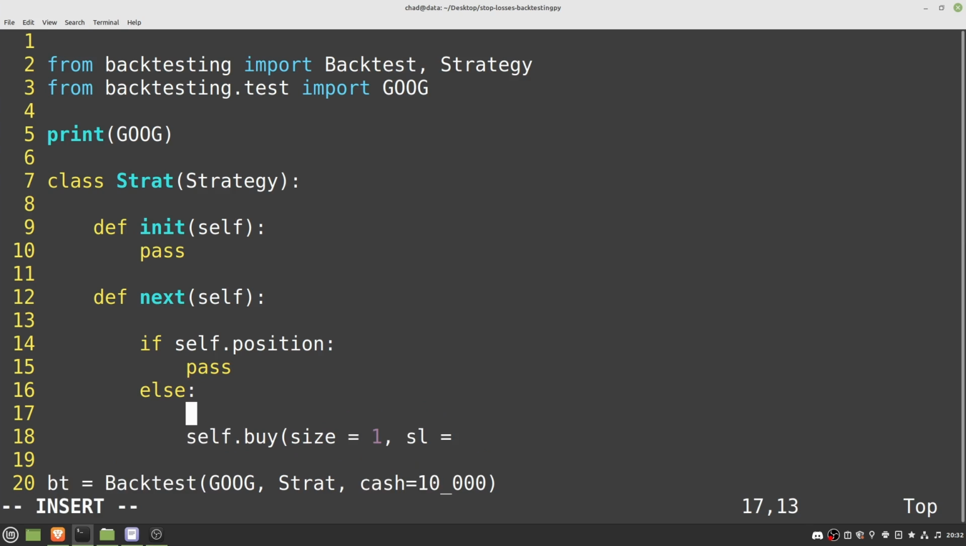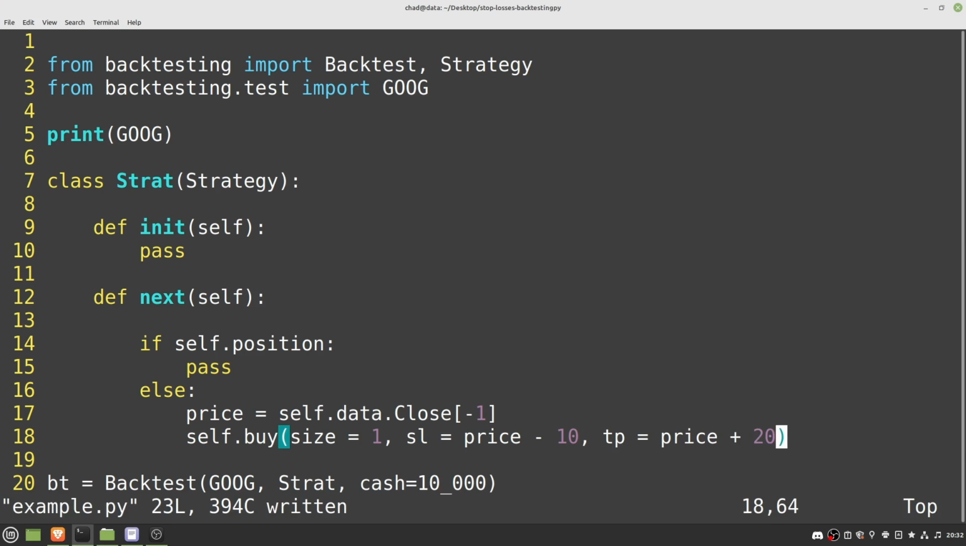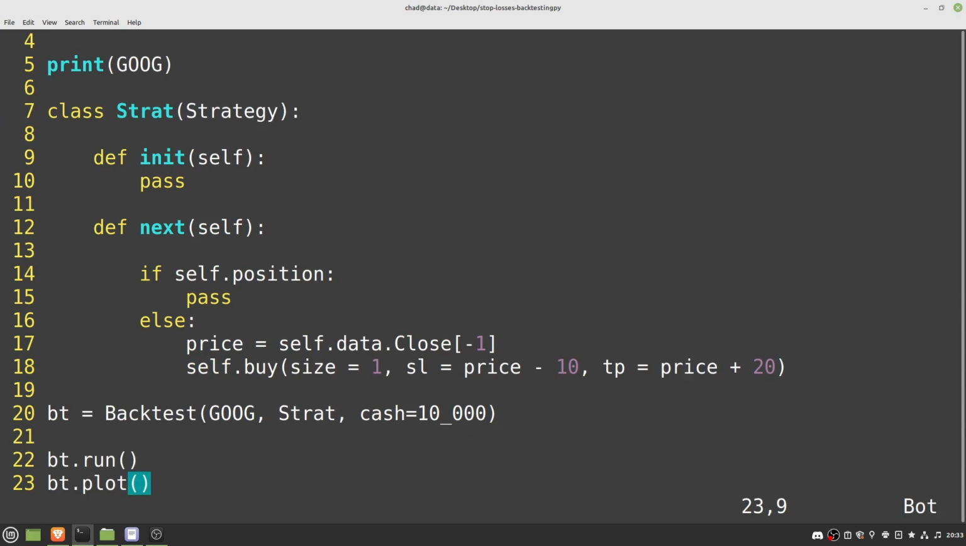So I'm going to grab the price here. So the price is going to be, let's use the closing price. So we'll do self.data.Close[-1]. So we'll grab the closing price for this bar. And then we'll set our stop loss equal to price minus 10, let's say. So $10 less than the closing price. And we'll set a take profit equal to price plus 20, let's say. And this way we get to see how the stop loss and the take profit interact with one another. Okay, so that should be good enough for just some real basic trading logic.